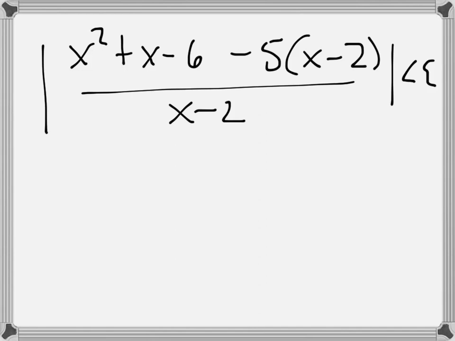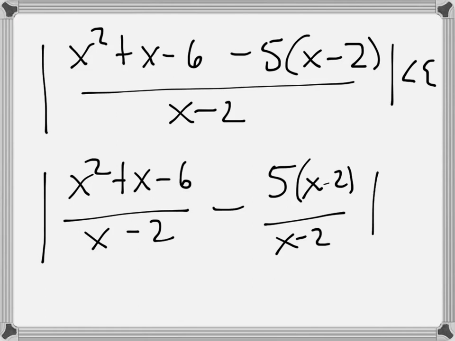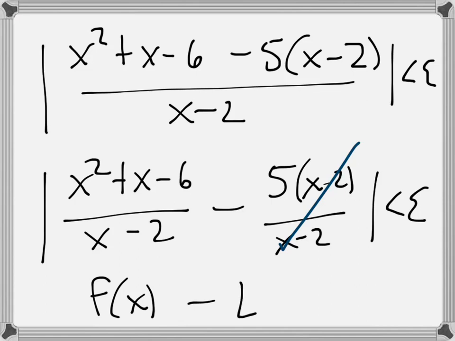Now I can separate the denominator. And now these x minus 2's will cancel. After that, you see that the expression written is f of x minus L, with L being 5, and it's less than epsilon. And that completes the proof.